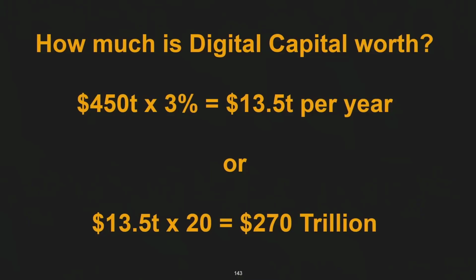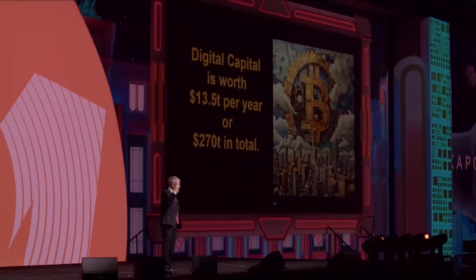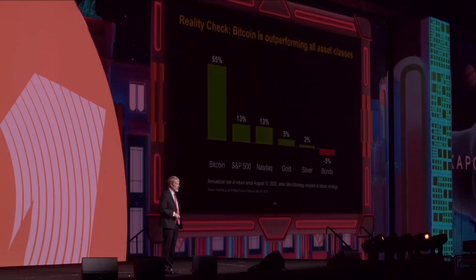How much is digital capital worth? Take the $450 trillion, multiply by 3%. That's your entropy cost or your inflation cost. It costs the world $13.5 billion a year to take all of those parade of horribles when they're trying to preserve their wealth. If you put a 20 P/E on it, like you'd value a company or a long-duration bond, that's worth $270 trillion. So digital capital is worth hundreds of trillions of dollars.